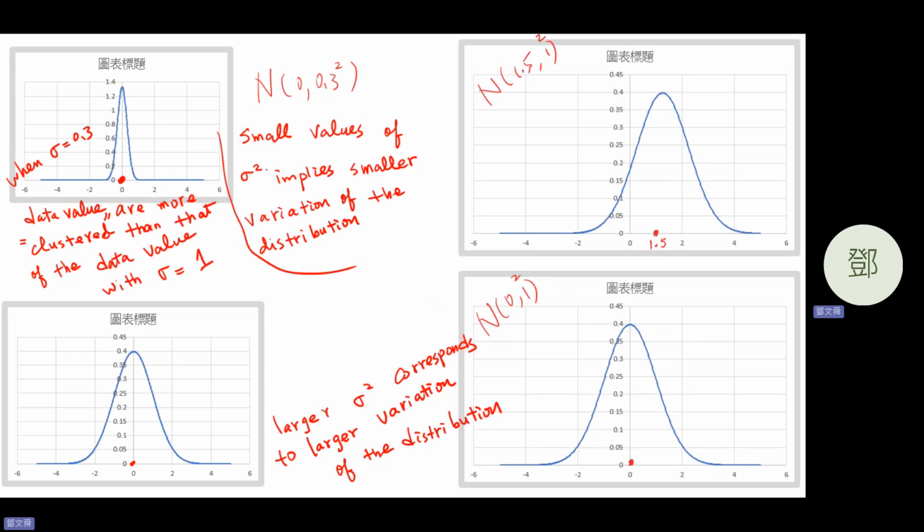Please put it in your lecture note yourself: mu is the central location. Mu determines the location of the curve, the placement of the curve. Mu determines the location of the distribution curve. That's what we learned last week.